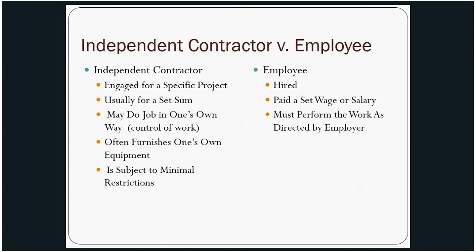Independent contractors engage for a specific project, usually for a set amount of money. They can do it their own way. They can control their own work. They furnish their own equipment. Minimal regulations. An employee is hired, paid a set wage or a salary. The work is directed by the employer.